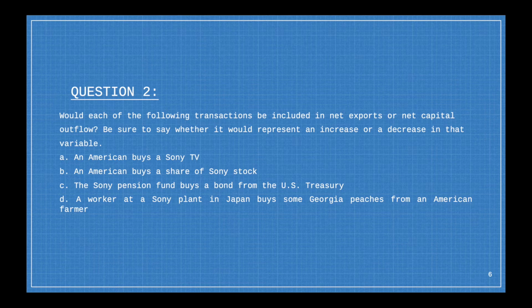Chapter 31, question number 2. Would each of the following transactions be included in net exports or net capital outflow? Be sure to say whether it would represent an increase or decrease in that variable. An American buys a Sony TV. An American buys a share of Sony stock. The Sony Pension Fund buys a bond from the US Treasury. A worker at the Sony plant in Japan buys some Georgia peaches from an American farmer.